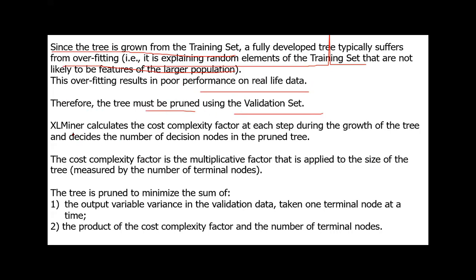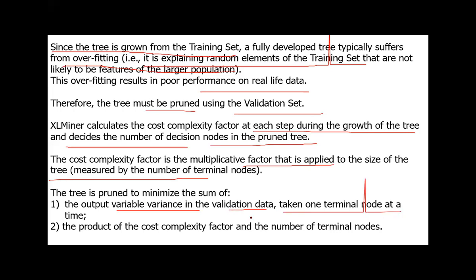XLMiner is an example of this. It calculates the cost complexity factor at each step during the growth of the tree, and decides the number of decision nodes in the pruned tree. At every step it takes a decision, and only then does it continue. The cost complexity factor is the multiplicative factor that is applied to the size of the tree. And the tree is pruned to minimize the sum of the output variable variance on the validation data, taken one terminal node at a time.